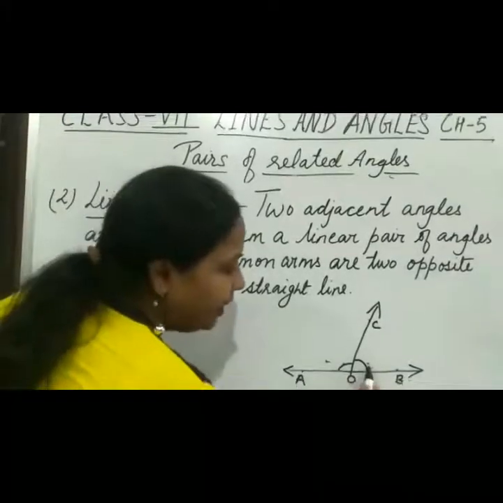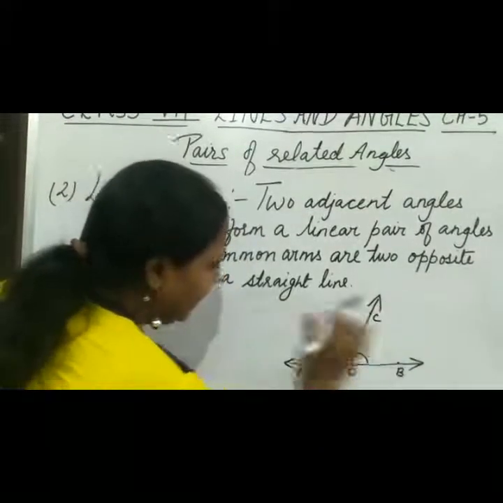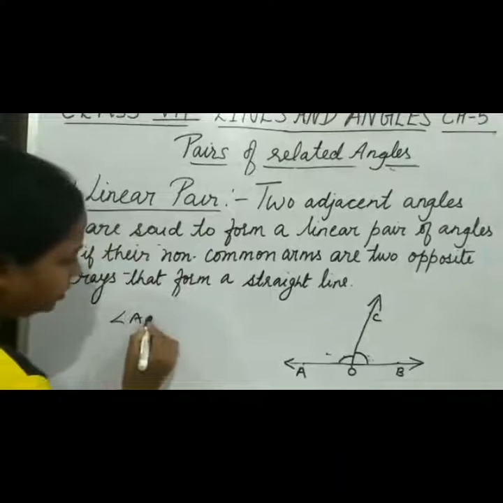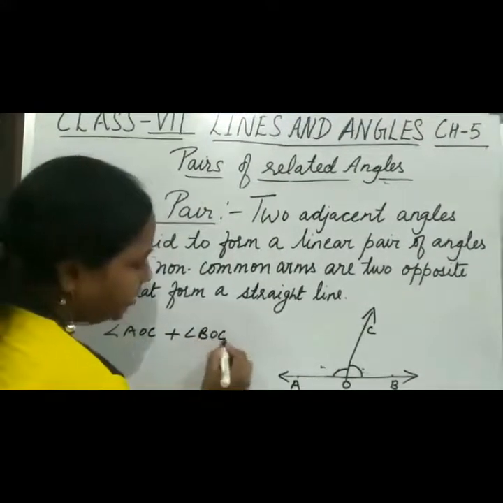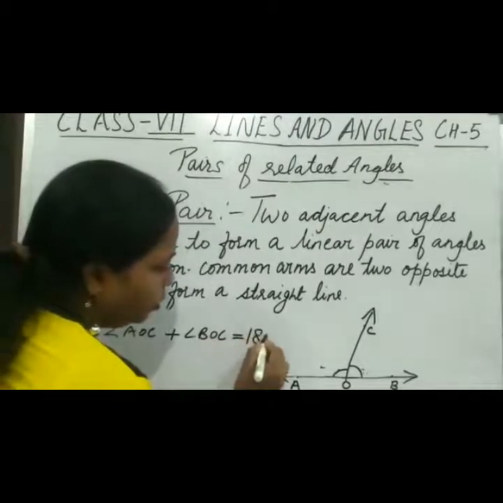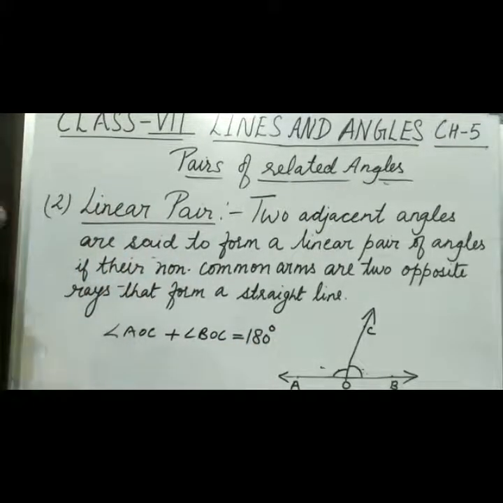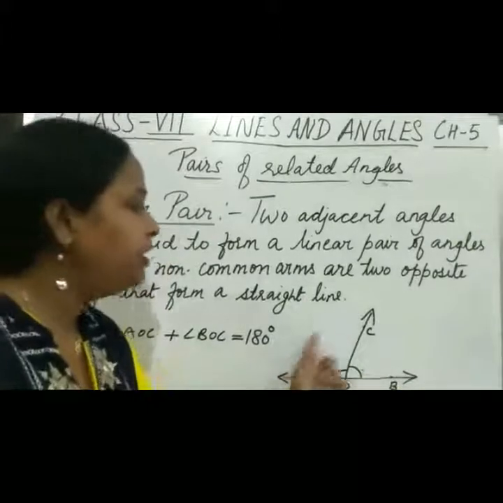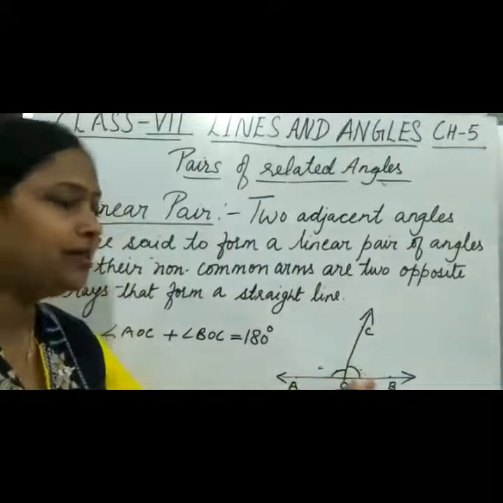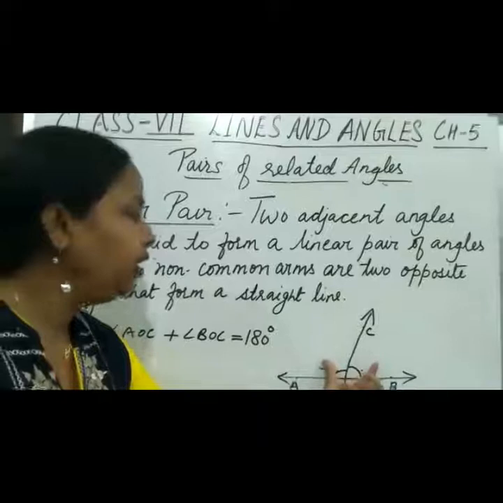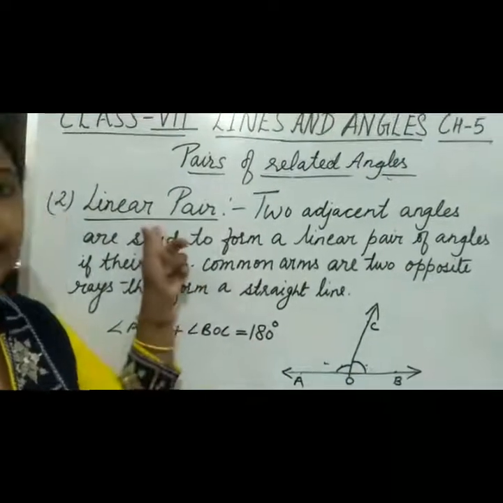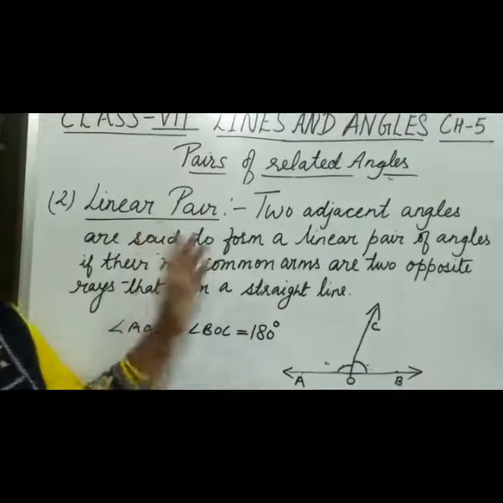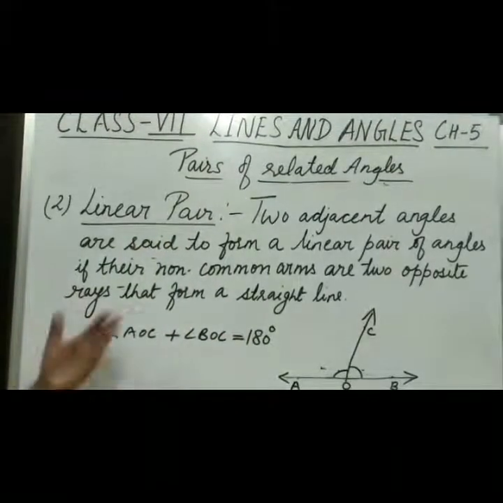So linear pair means the sum of this angle, that is angle AOC plus angle BOC, is always equal to 180 degrees. That means on a straight line, whenever two angles or more than two angles are being formed, the total of that is always 180 degrees according to linear pair. I think this point is clear to you. Move to the next point.